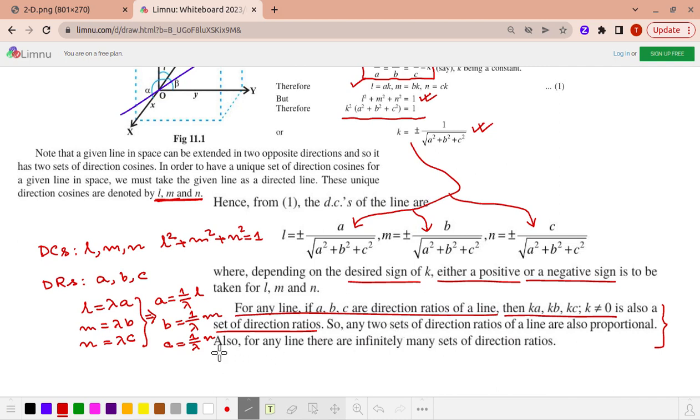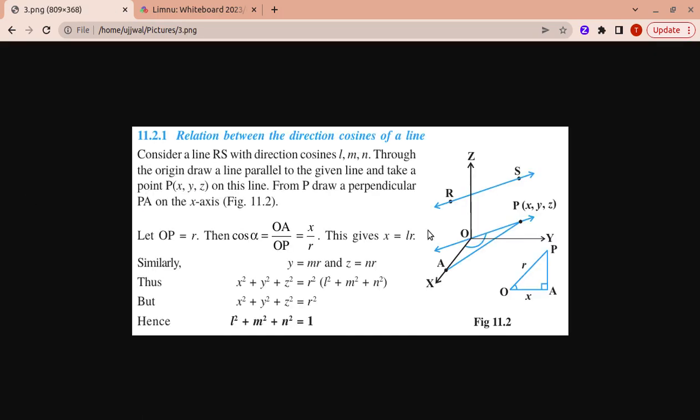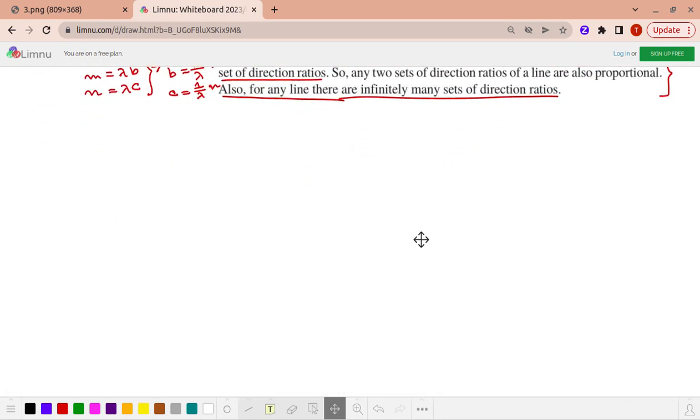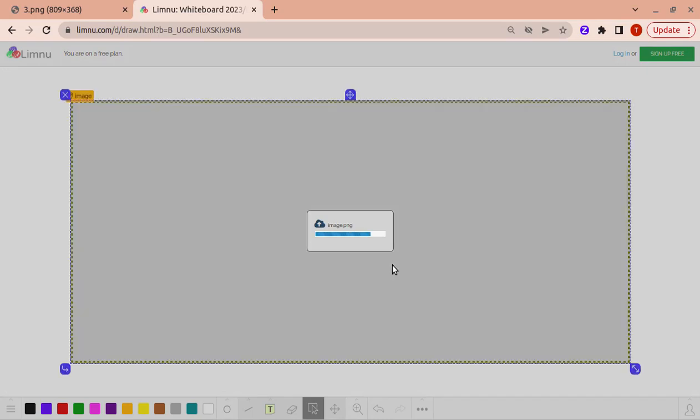Also, what we can say, for any line there are infinitely many sets of direction ratios. And to make the statement absolutely complete, what I can say is that the direction cosines have to be unique, that is l, m, n. Now as we understood about direction ratios and direction cosines, let me proceed to the next one to prove that l square plus m square plus n square equal to 1. As I said a few minutes back, let's assume that l square plus m square plus n square equal to 1. Now let me prove how l square plus m square plus n square equal to 1.